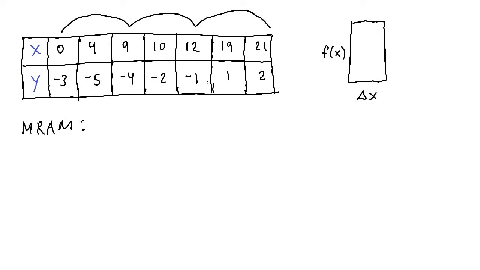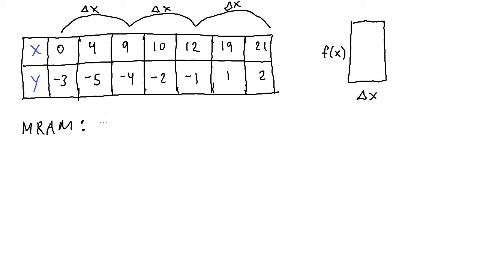So our delta x is actually going to be the distance that we skipped over. We're going from 0 to 9, so our delta x is going to be 9. And from here we go from 9 to 12, so our delta x is 3. And on the last section we're going from 12 to 21, so our delta x is actually going to be 9. Once again, we're still doing delta x times your y value, or f of x.